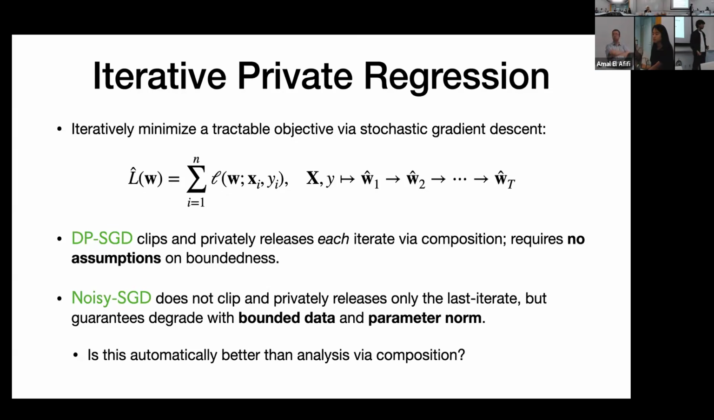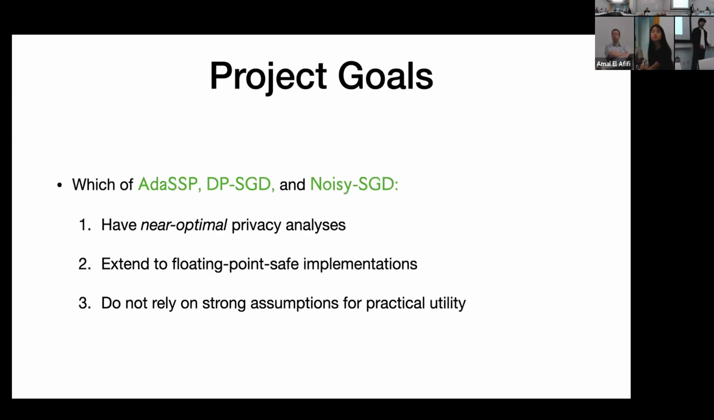So having formally defined all these things, I want to state again the main goal of the work that I've done this summer and the rest of the talk, which will be to determine which of AdaSSP, DP-SGD, and Noisy-SGD, now well defined, have firstly near optimal privacy analyses, secondly, extend to floating point safe implementations, and thirdly, don't rely on strong assumptions for practical utility.